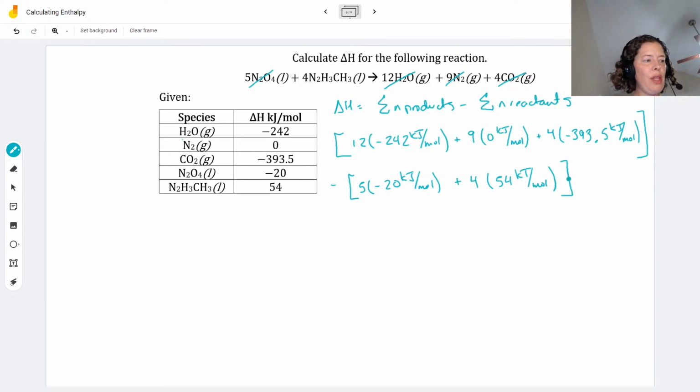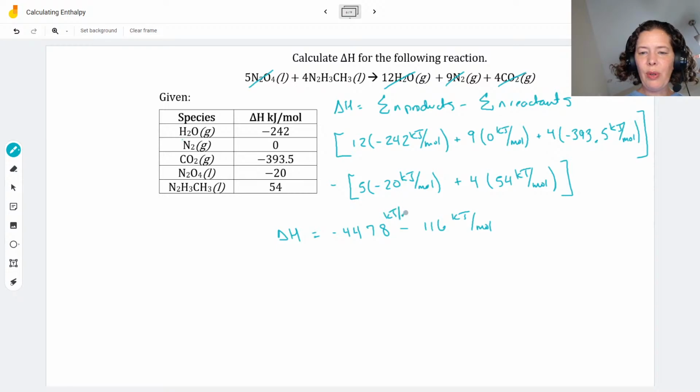All right, so there we go. And now what I want to do, again, I like to put my simplify step in, so I'm going to simplify in each of these brackets first. So for my delta H, my sum of my products is negative 4478 minus the sum of my reactants is 116. Oh, sorry, I dropped my unit there. This is kilojoules per mole. This is still kilojoules per mole here. Those units are important.